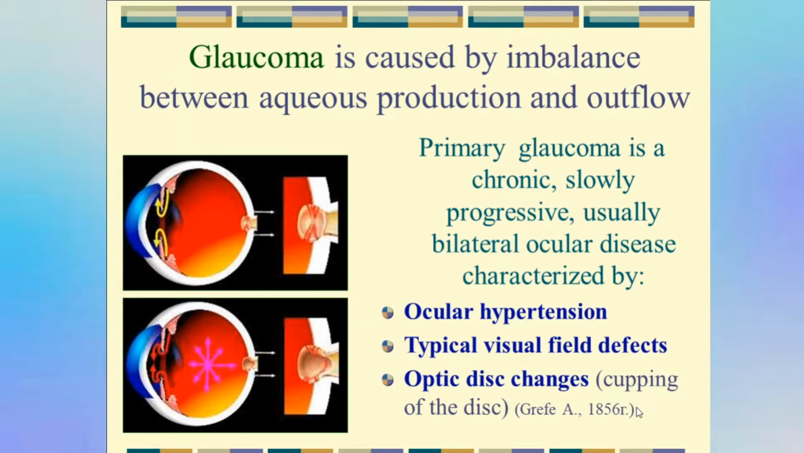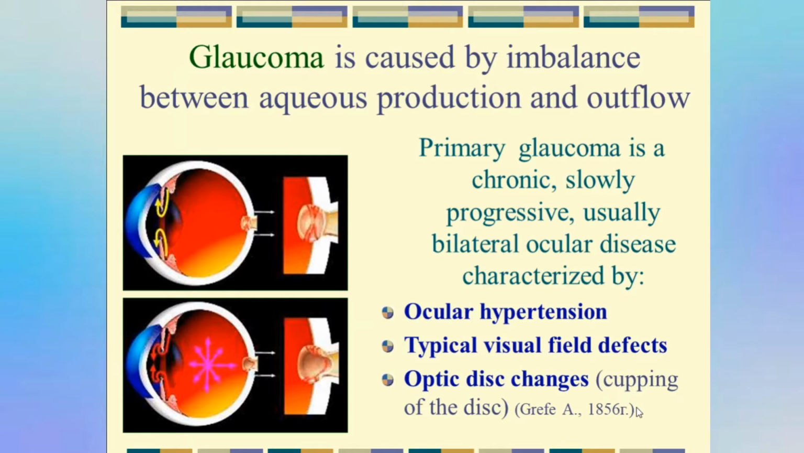All glaucoma is caused by an imbalance between aqueous production and aqueous outflow. Primary glaucoma is a chronic, slowly progressive, usually bilateral disease, which is characterized by ocular hypertension, typical visual field defects, and optic disc changes. We call this cupping excavation.